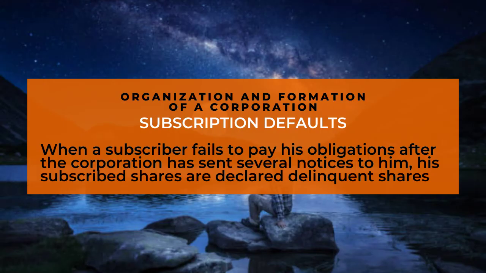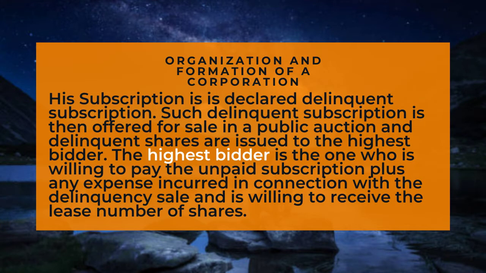Subscription defaults. When a subscriber fails to pay his obligations after the corporation has sent several notices to him, his subscribed shares are declared delinquent shares. His subscription is declared delinquent subscription. Such delinquent subscription is then offered for sale in a public auction, and delinquent shares are issued to the highest bidder. The highest bidder is the one who is willing to pay the unpaid subscription plus any expense incurred in connection with the delinquency sale and is willing to receive the least number of shares.